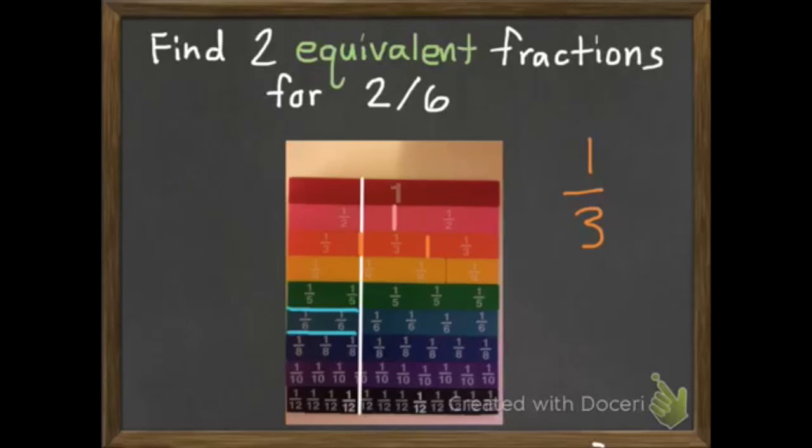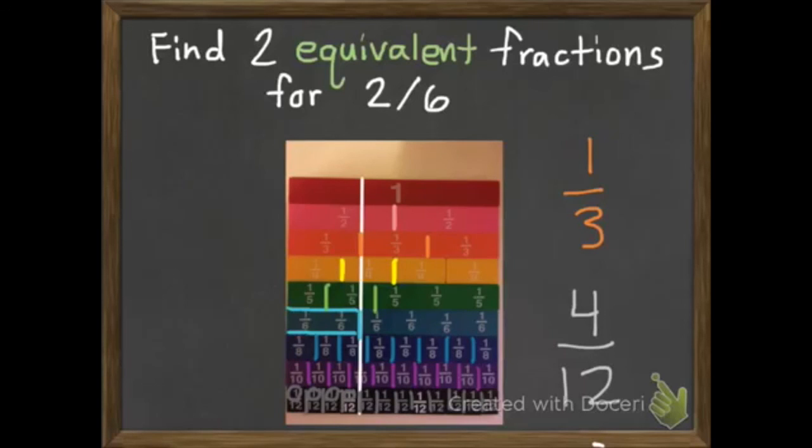So 1/3 does go to the same spot as 2/6. My fourths, nope. Fifths, no. We already know 2/6 does, because that's what we started with. That's where we drew our line. Eighths, don't quite. Tenths, no. And twelfths, oh, we do have 1, 2, 3, 4 twelfths. So 1/3 and 4 twelfths are equivalent to 2/6.